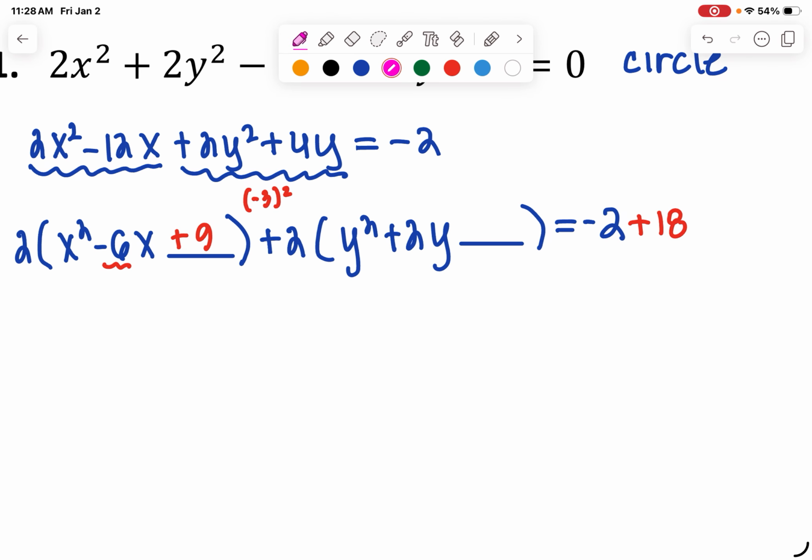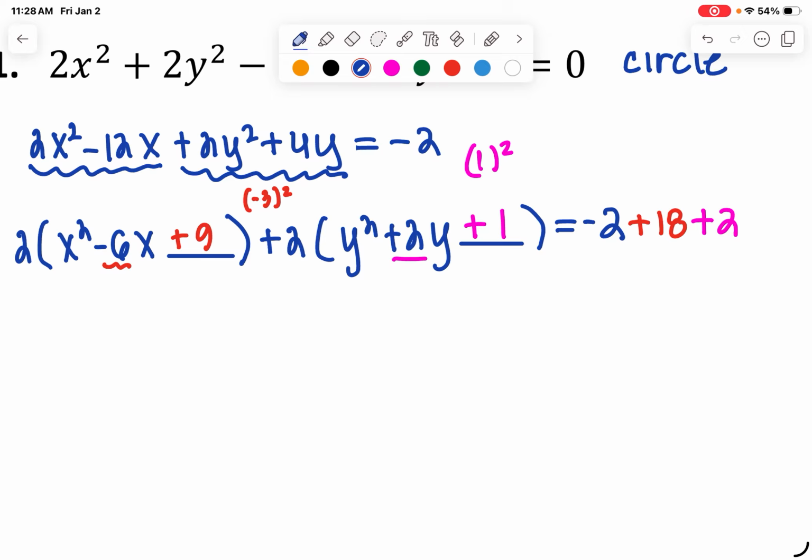Now we're going to do the same thing for y. We're going to take half of the b value, which is 1, and square it. 1 squared is 1. By putting a 1 there, we didn't just add 1 to this side. We added 2 times 1 to this side, which is 2. So I have to add 2 to this side also.